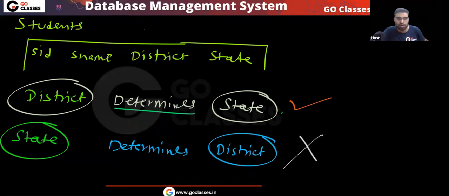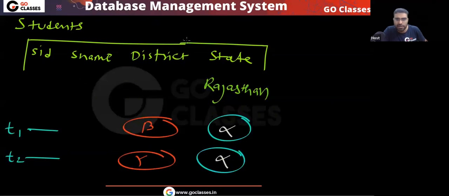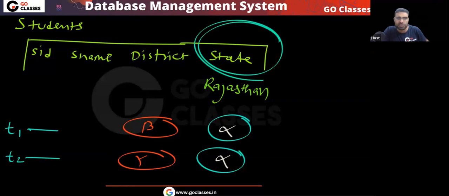Okay, I hope you understood what functional dependency is. Remember what is happening here: if you know the value of this column, then you can find out the value of that column. So I can say the district column determines the state column. Or I can say that if in two tuples you have the same value for district, then in those tuples you will have the same value for state. Yes or no? So this is the complete idea.